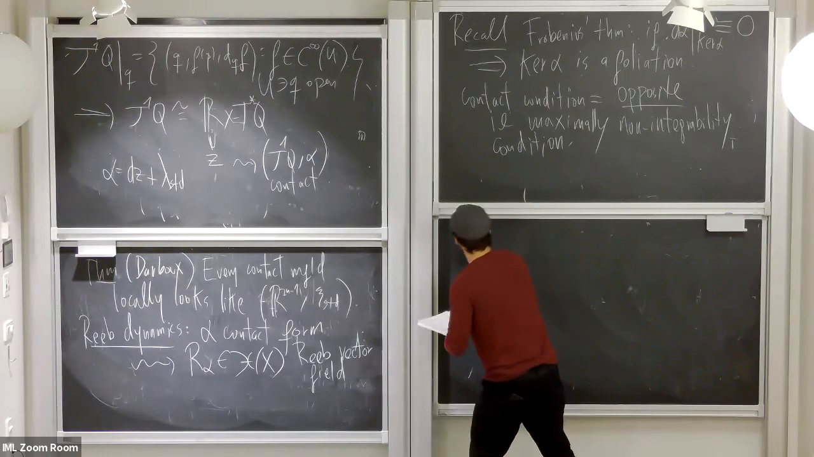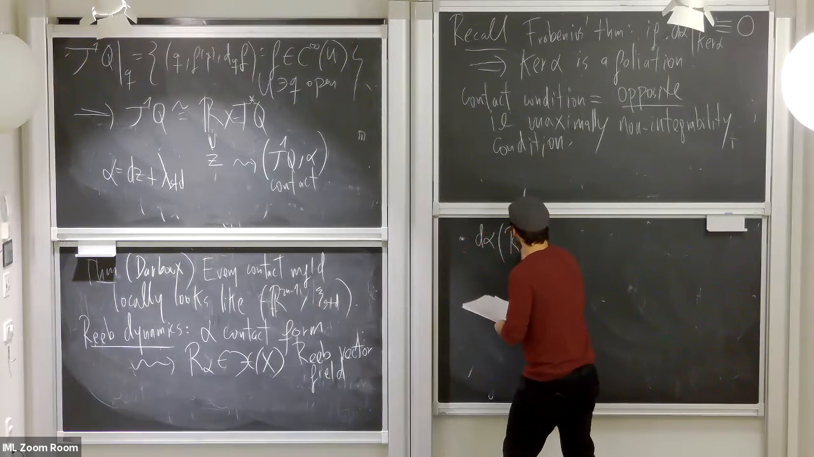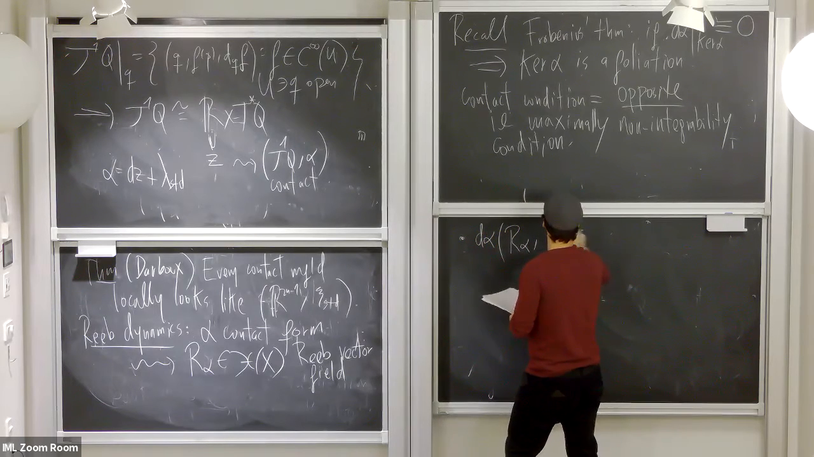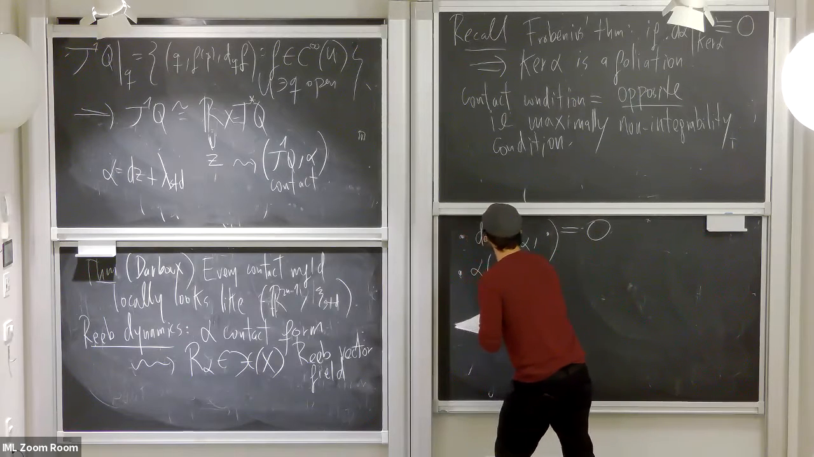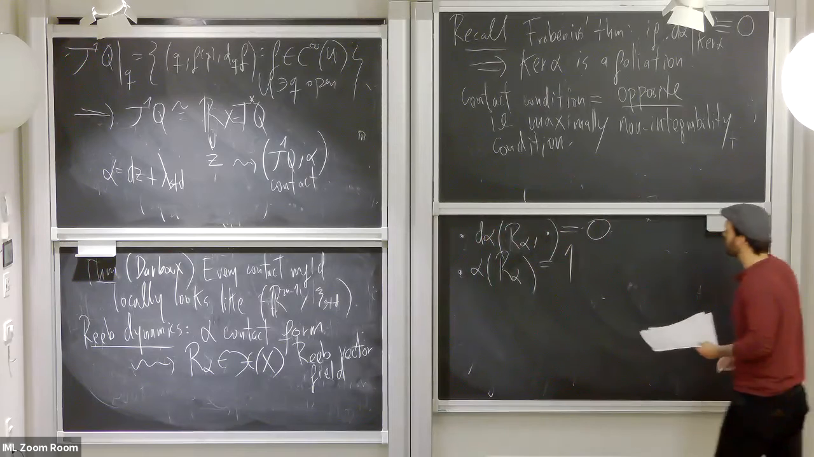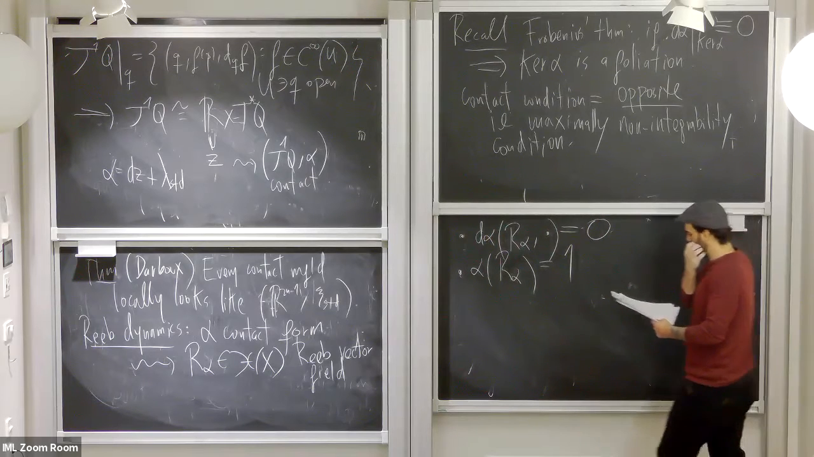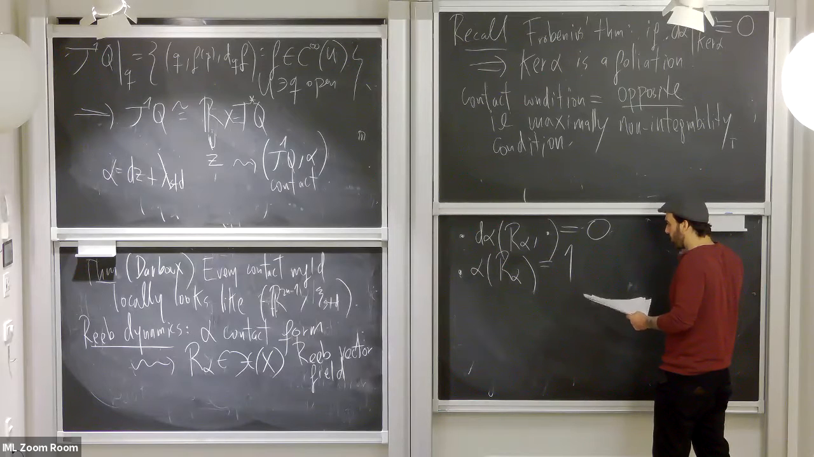So it's defined by two conditions: the derivative of alpha, when I plug in the Reeb vector field R alpha, is 0, and alpha applied to R alpha needs to be constant equal to 1. So why does this give me a well-defined vector field R alpha? Well, because of the following.